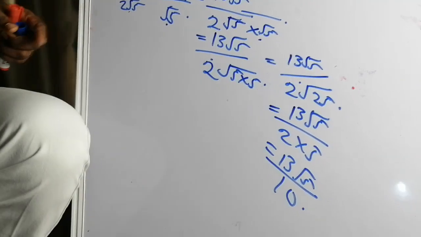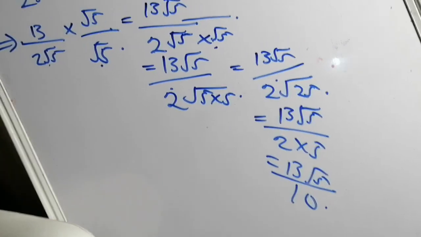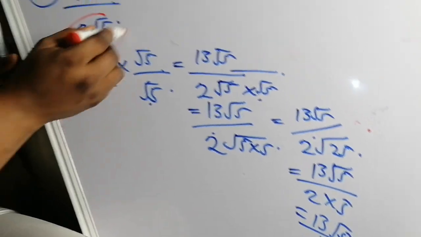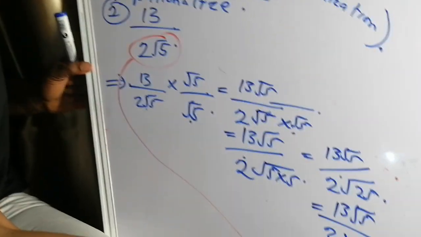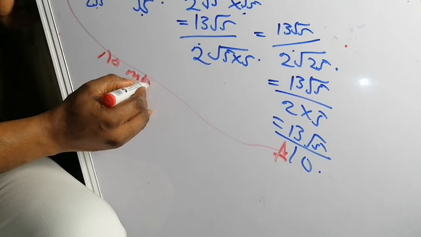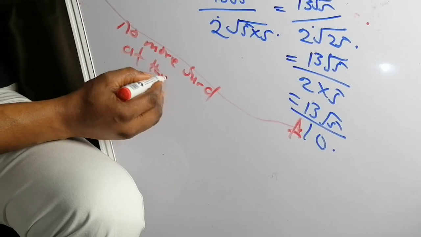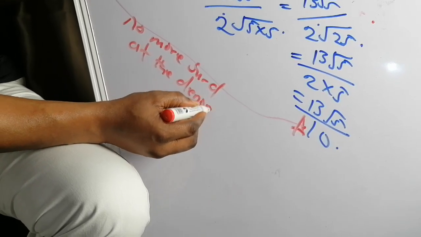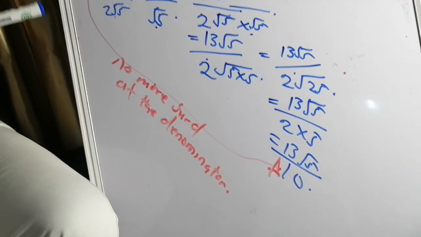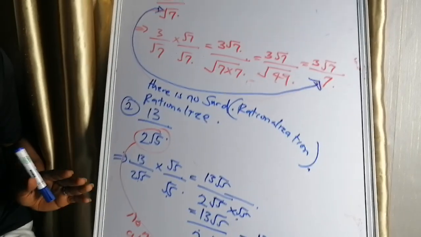So I've successfully removed the surd from the denominator. So look at the question from here to here. From the question to the answer, no more surd at the denominator. No more surd at the denominator. So it's as simple as that.